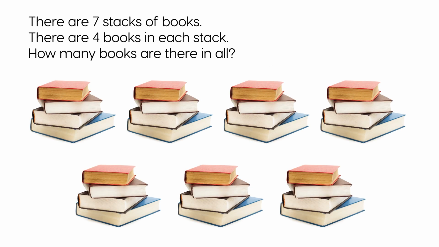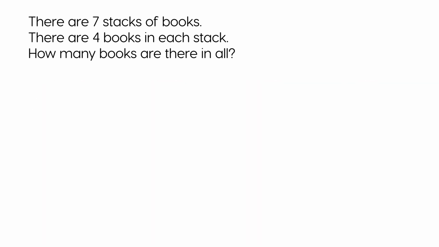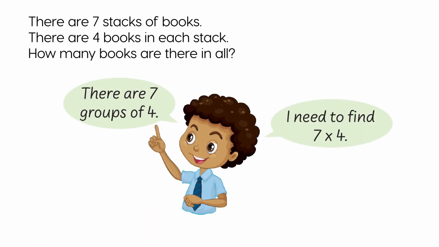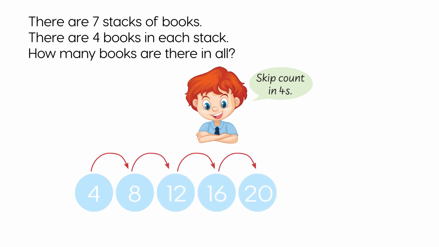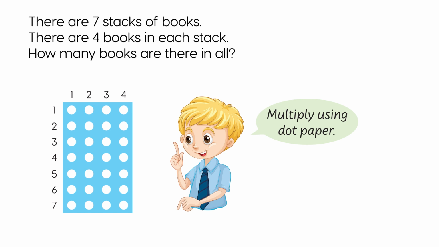There are 7 stacks of books. There are 4 books in each stack. How many books are there in all? Seven times 4 equals 28. There are 28 books in all.